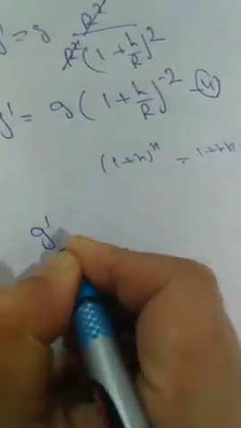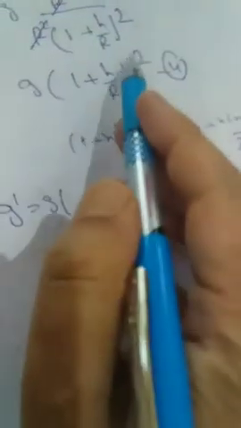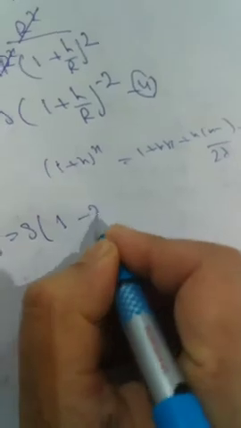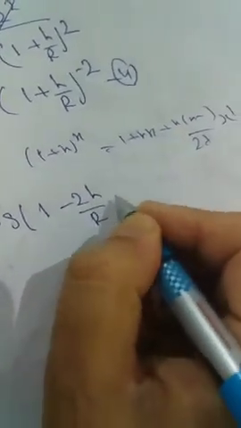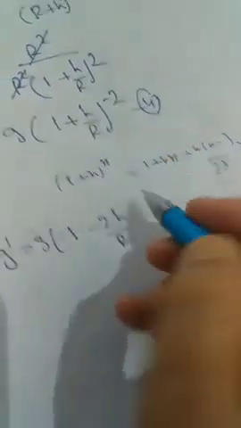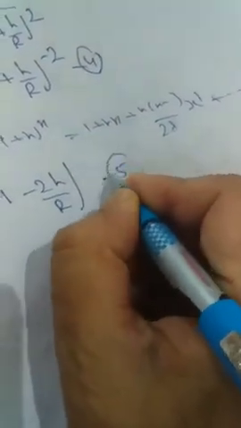When we expand it using the binomial theorem, it becomes g dash equals g times 1 plus n x, here n is minus 2, so it becomes minus 2h divided by r. Higher powers I will neglect. Ultimately I get this relation. This is equation 5.